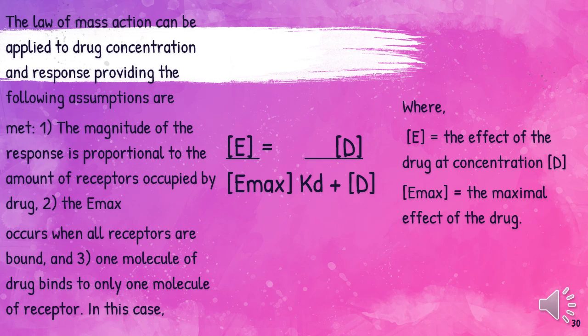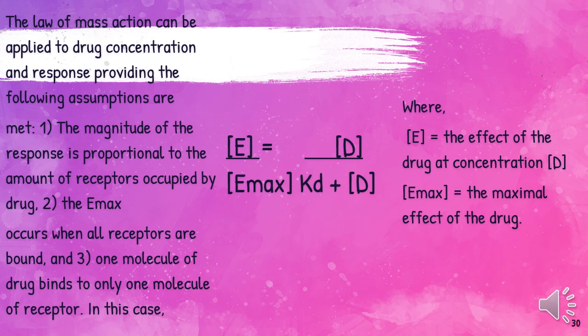The law of mass action can be applied to drug concentration and response, providing the following assumptions are met. The magnitude of the response is proportional to the amount of receptors occupied by the drug. The Emax, the maximum effect, occurs when all receptors are bound. And one molecule of drug binds to only one molecule of receptor.